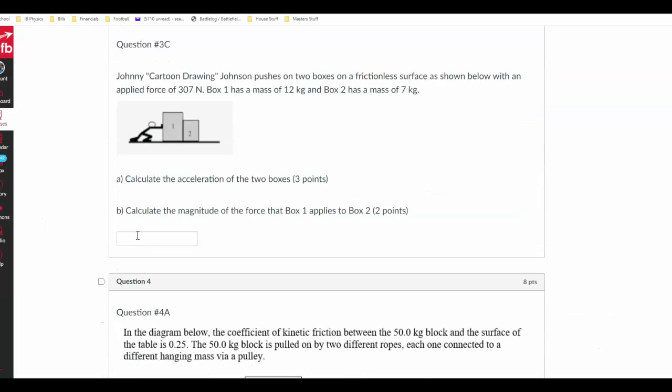Okay, question 3. We did this almost exact same problem in class the day of the test as the warm-up question, so there's absolutely no reason anybody should have missed this question. Okay, so we have a two-object problem here.